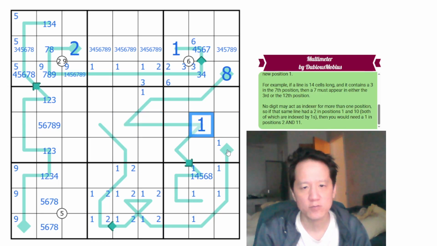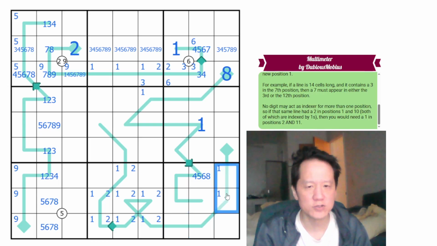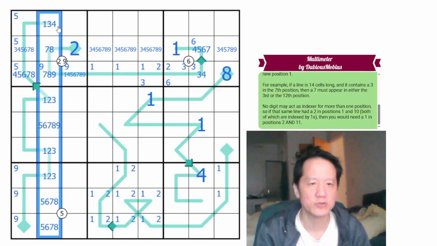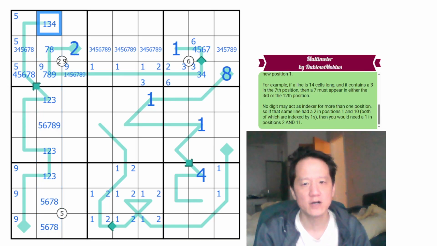So this is 1, which means this can't be 1. None of these could be 1. So one of these 2 is a 1. The only remaining 1 now on this line is here. So this is 1, which is saying that a 4 has to be in the first position somewhere. Can't be here, so it must be here. So this is a 4, which means this can't be 4. And then we have a 1, 2, 3 triplet, which eliminates 1, 2, and 3 from the rest of the column. So this must be a 4, which means none of these could be 4.